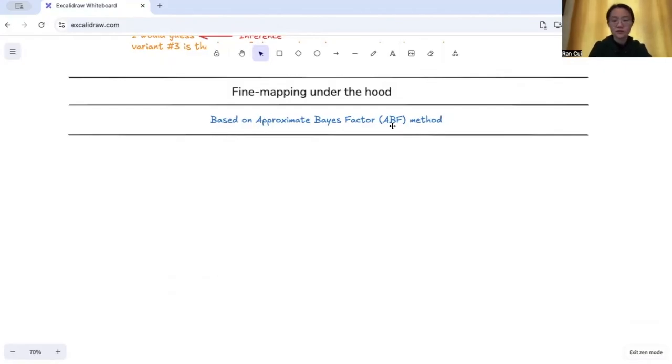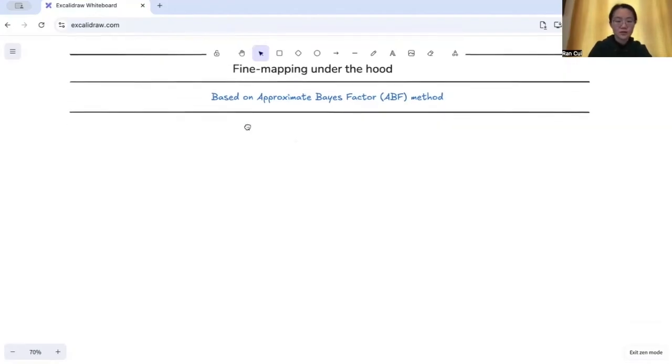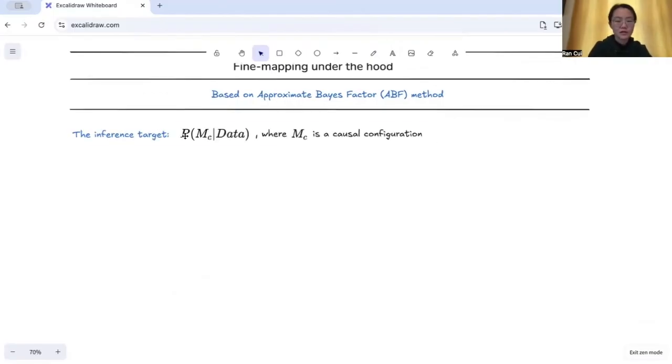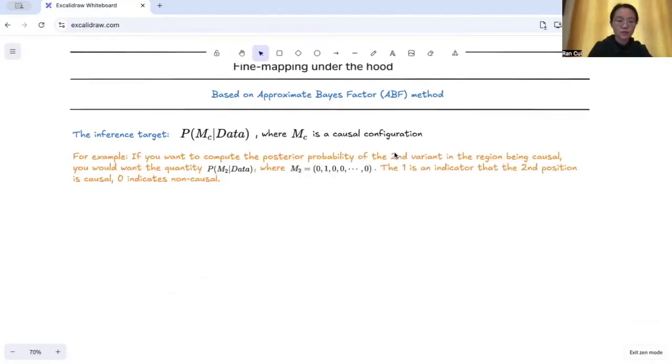You may have heard of FINEMAP and SuSiE. These methods are basically built on ABF. And understanding ABF will give you a solid foundation for understanding these more complicated methods if you need to study them in the future. So first of all, let's talk about what the inference target is. It's this posterior probability P of M_c given data. M_c is the causal configuration. So what is a causal configuration?